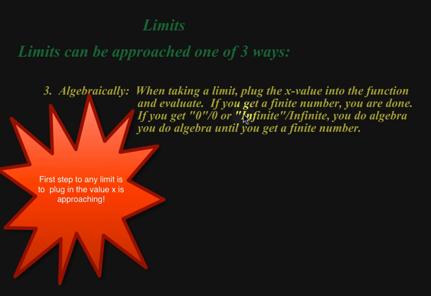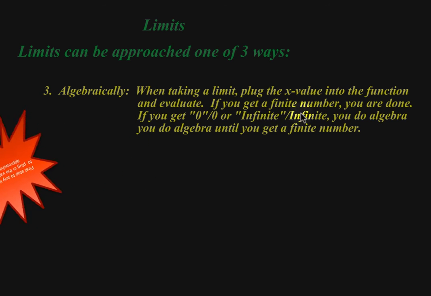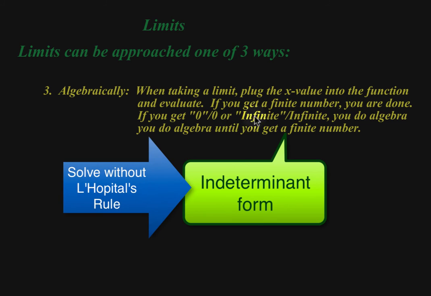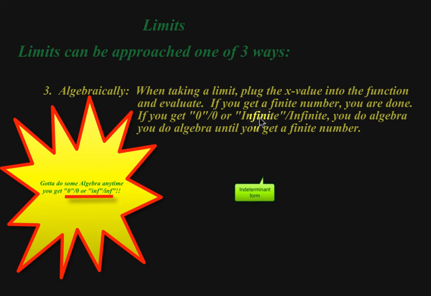But if you get 0 over 0 or infinity over infinity, whether positive or negative on top or both positive and both negative, just infinite over infinite, then you're going to have to do algebra until you no longer have one of these forms. There's actually a few more. These are referred to as indeterminate forms, and we will spend a whole separate topic on indeterminate forms. But for now, we're just going to deal with these basic indeterminate forms. If you see these, do algebra or some trig.